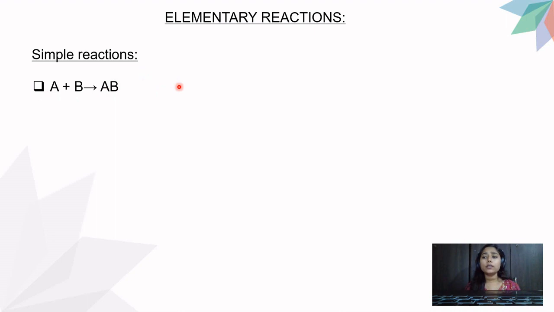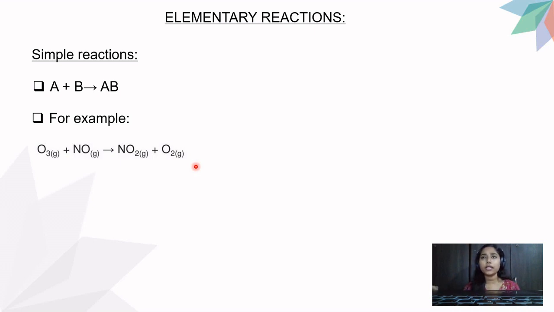I'll give you an example for this, which is a chemical equation. Here, ozone reacts with nitric oxide to give you nitrogen dioxide and oxygen gas. This reaction has taken place only in a single step, so this is a simple reaction. I repeat again, simple reactions take place only in a single step.